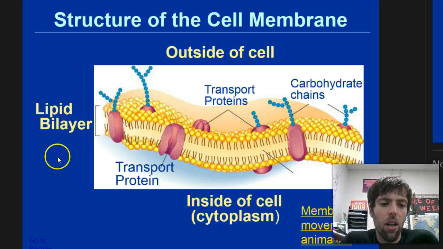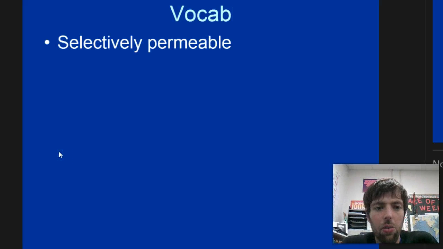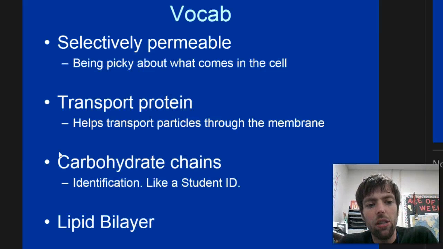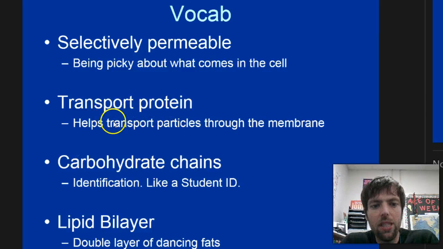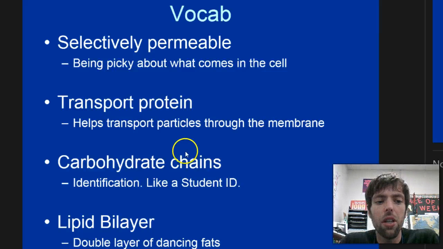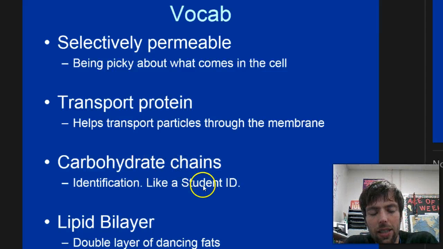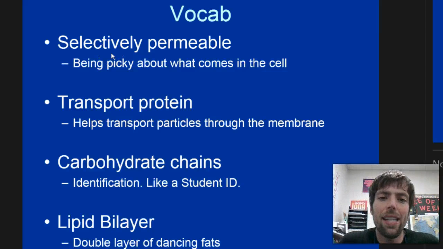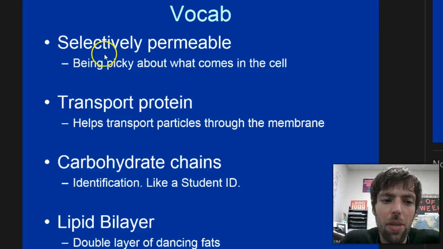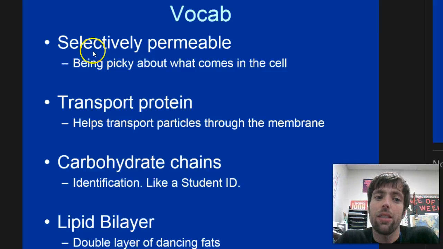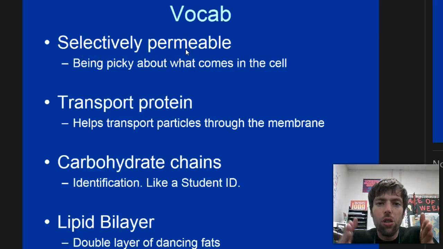So I know you're going to forget these things, so you're going to want to write them down. We'll get to selectively permeable. Make sure you write down: transport proteins help other particles move through the membrane that are larger or who are charged. Carbohydrate chains are like student IDs. Selectively permeable is this idea that we're picky about who comes in and who comes out. That's what it means to be selective. Ladies, that's what it means to be selective with the guys you go out with. Selective. And permeable means to go through, to permeate the cell.